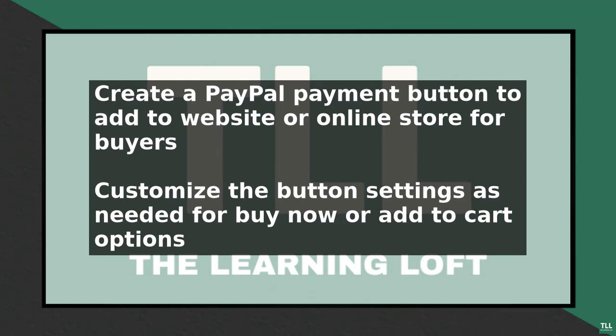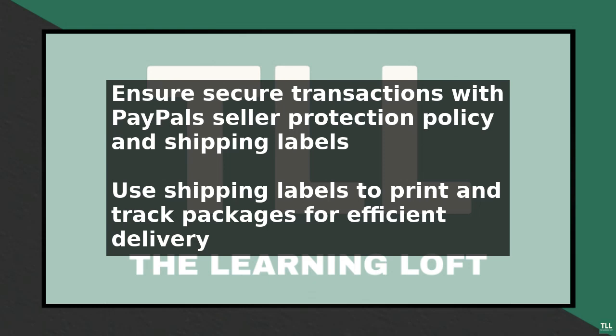Next, create a PayPal payment button to add to your website or online store. To do this, log into your PayPal account and click on Tools. Then All Tools. Then PayPal Buttons. Choose the type of button you want, such as a Buy Now or Add to Cart button, and customize the settings as needed. When a buyer makes a purchase, they will be directed to a PayPal payment page where they can enter their payment information.